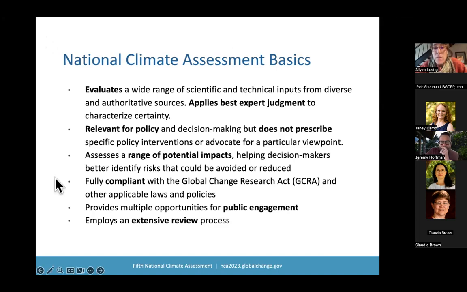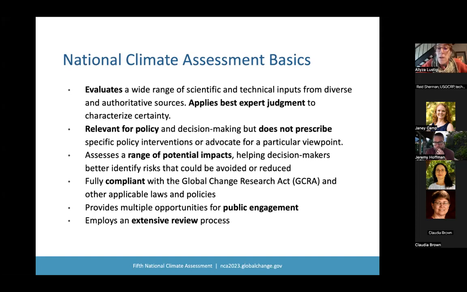That said, the report is strictly not policy prescriptive. It does not advocate for a particular viewpoint or any kind of policy measure. The NCA, to that end, uses a range of future projections to help decision makers understand the fullest possible extent of risk that can be avoided or reduced under different scenarios, and it leaves it up to the decision maker to ultimately determine their own risk threshold and make decisions. The assessment is compliant with all applicable federal laws and policies. That includes the Global Change Research Act, as well as other laws that govern things like information quality, accessibility, and transparency.